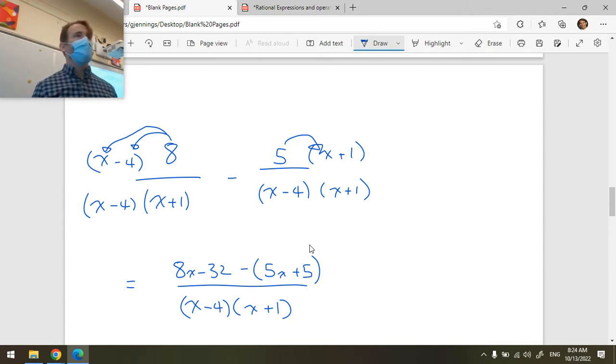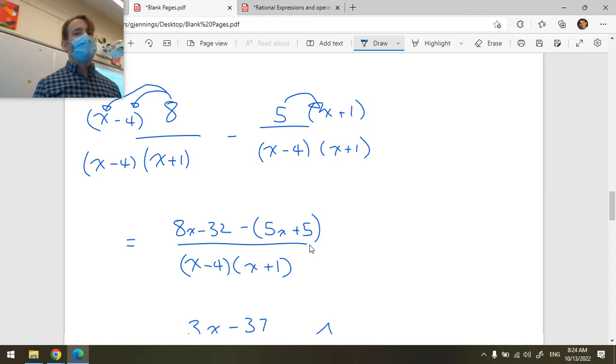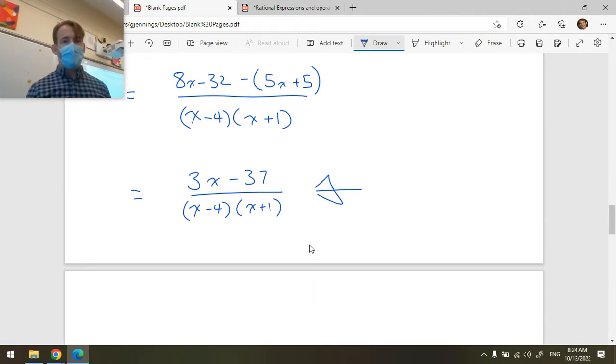Allison? So pass the 0 test. Why don't you foil the bottom of it? Oh, sure, I can foil the bottom of it. Then it would be equal to 3x minus 37 over x squared minus 3x minus 4. And that would be the fully simplified version.